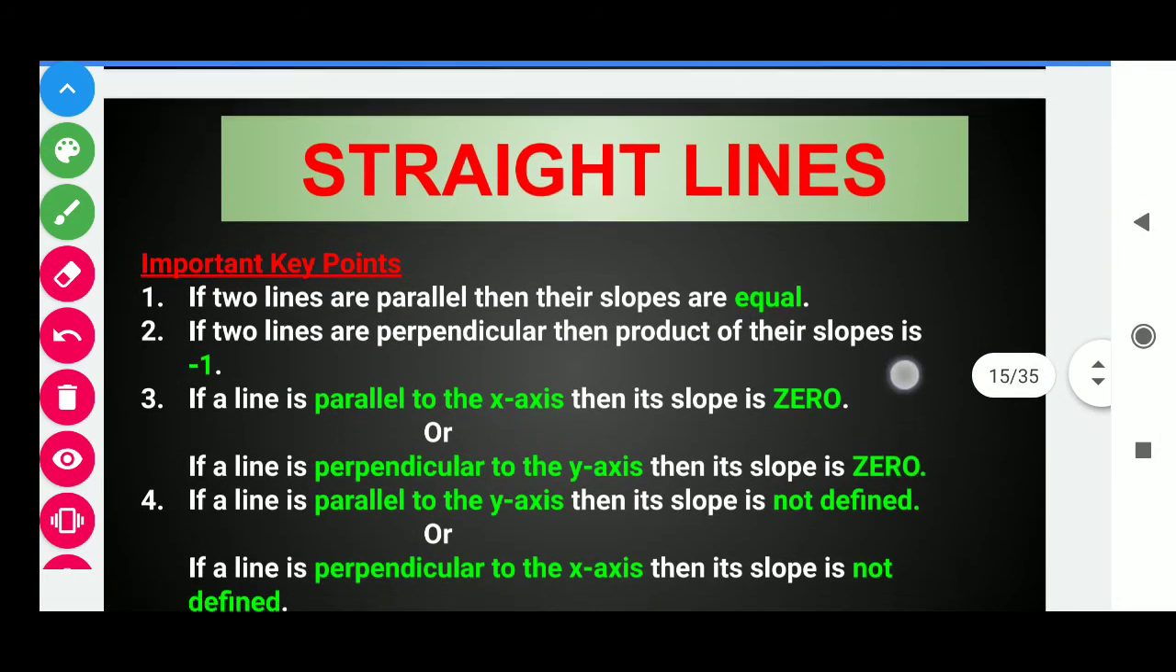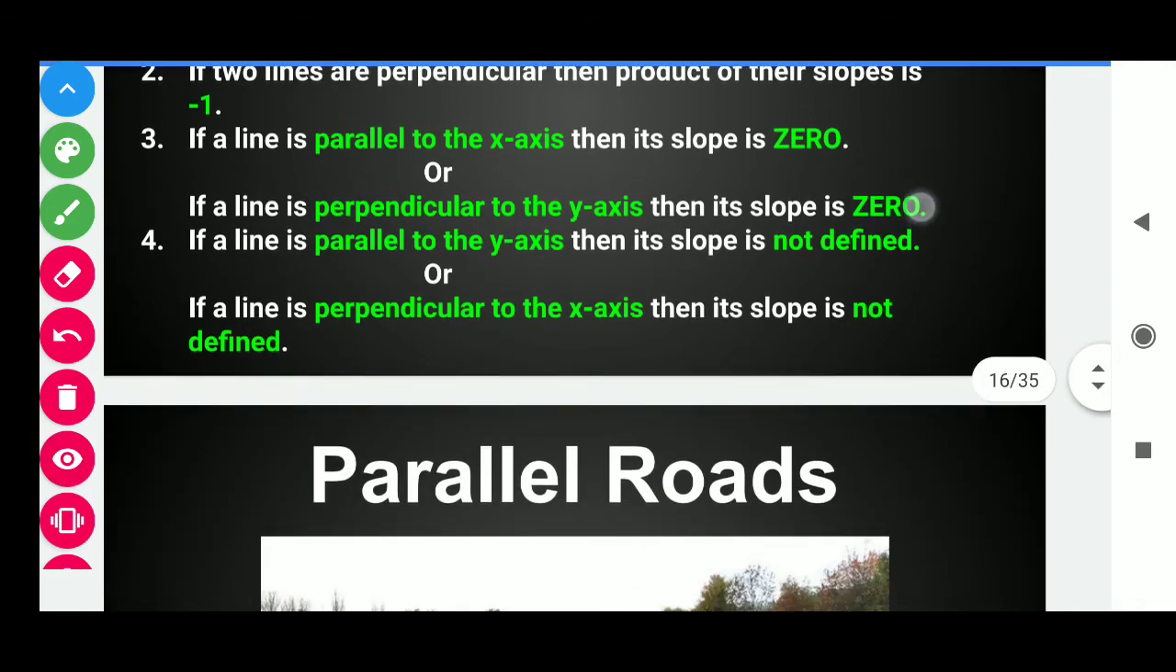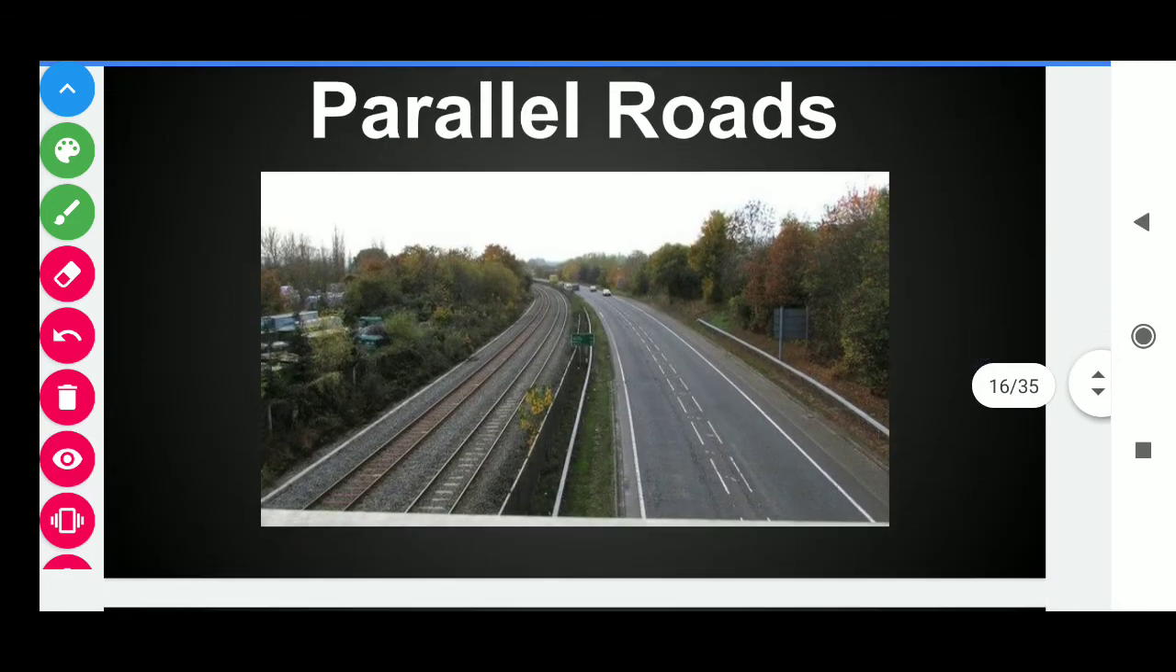Now students, here we have some important key points of straight lines. If two lines are parallel, then their slopes are equal. Second, if two lines are perpendicular, then the product of their slopes is minus 1. You can see this from the diagram. Here we have roads. These two roads are parallel to each other, so their slopes must be equal.